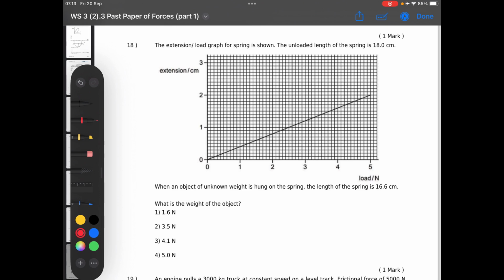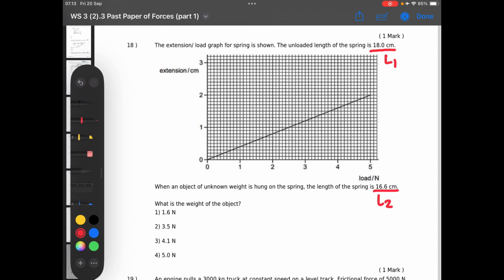Okay, when you get this question, guys, it's actually weird. Why? The unloaded length of the spring is 18. This is L1. And then when there is a weight hung on it, it becomes 16.6 centimeter. Is this logical? No. How can it be that when you add this load to the spring, it decreases from 18 centimeter to 16.6 centimeter? It's not logical. So this one is supposed to be a wrong question because the data is wrong.